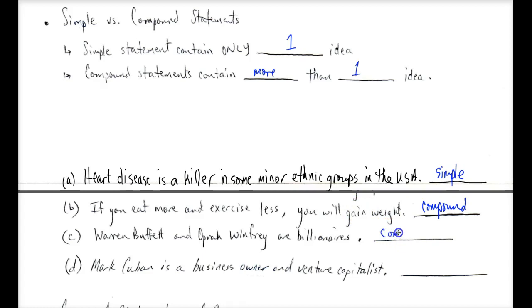Similarly, C is going to be a compound statement because we know that the two ideas for C is Warren Buffett is a billionaire, and the second idea is Oprah Winfrey is a billionaire. So together, both Warren Buffett and Oprah Winfrey are billionaires. So for D, this is also a compound statement. And this is because, again, we're saying that Mark Cuban is two things. We're saying that he's a business owner as well as a venture capitalist. So in knowing that, we have those two ideas, so this is a compound statement.